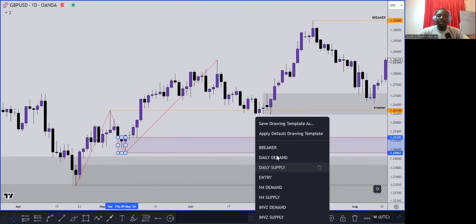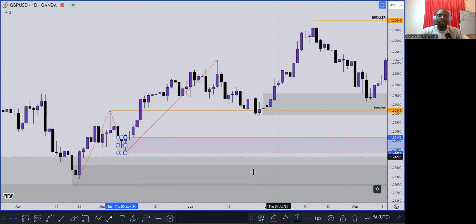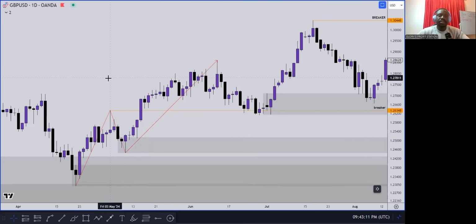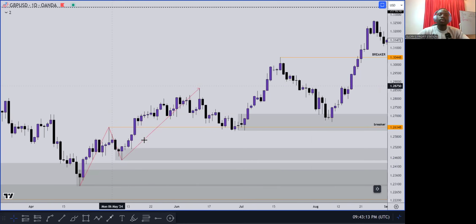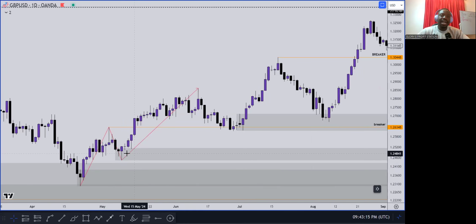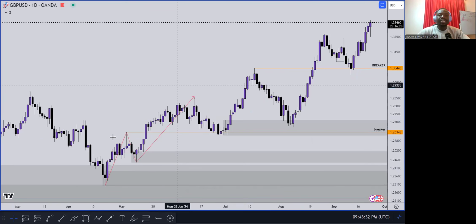And of course, you can see I have templates here for daily demand, daily supply, 4-hour demand, 4-hour supply, and things of that nature. Now, you would want to look to buy from this area when the market pulls back to that area. But the truth is, the market might never pull back to this area. Why? Because it's possible for the market to react from this area and push to the upside, which the market exactly did. So what do I mean when I say I use this with internal structure? Now, what I'm going to do is mark out this area here.